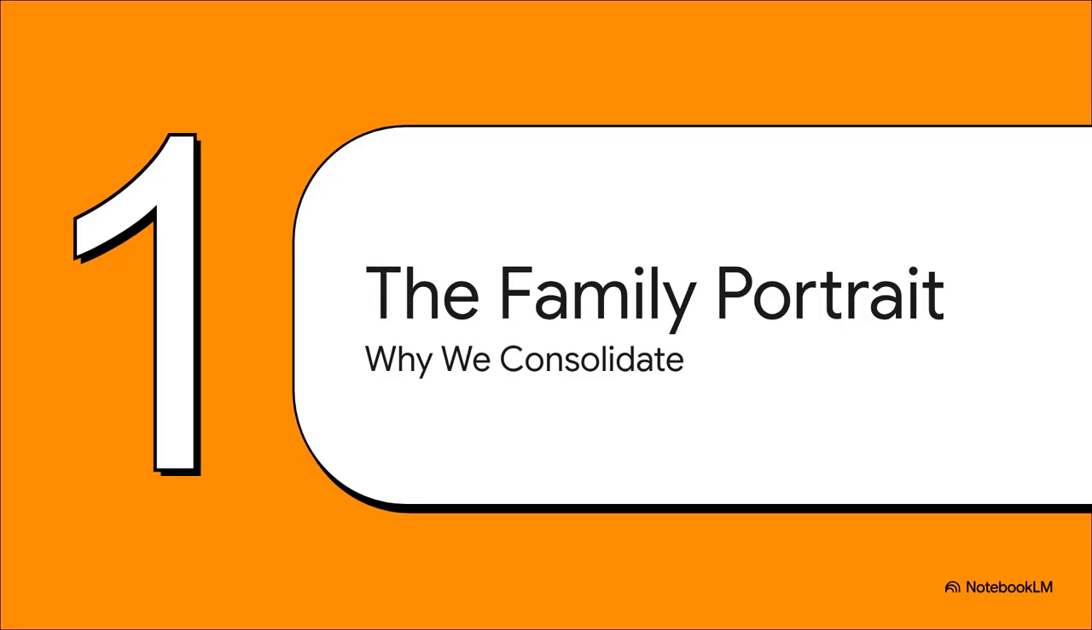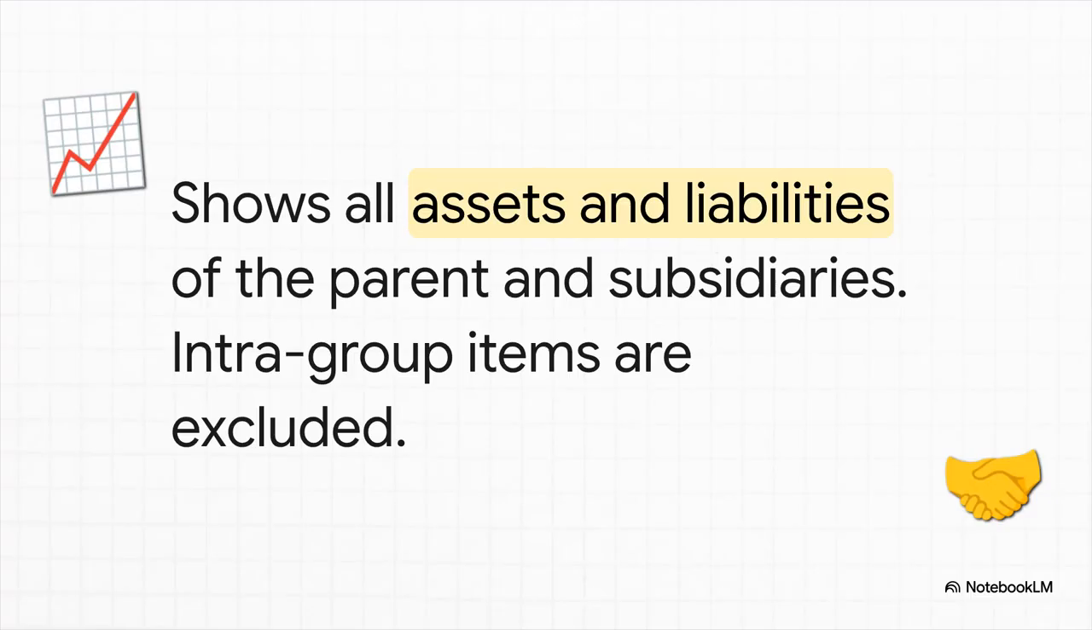So, first off, why even bother with all this? Well, the whole point of a consolidated statement is to show the parent company and all its subsidiaries as if they were one single, unified business. It's about showing all the resources the parent truly controls. And here's the core principle, the number one rule of the game. You take all the assets and all the liabilities from both the parent and the subsidiary and you smoosh them together. But, and this is so important, you have to exclude any deals made between them. Think about it. You can't owe yourself money, right? It just wouldn't make sense.